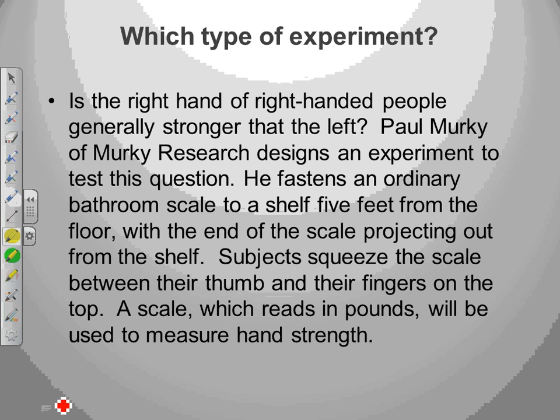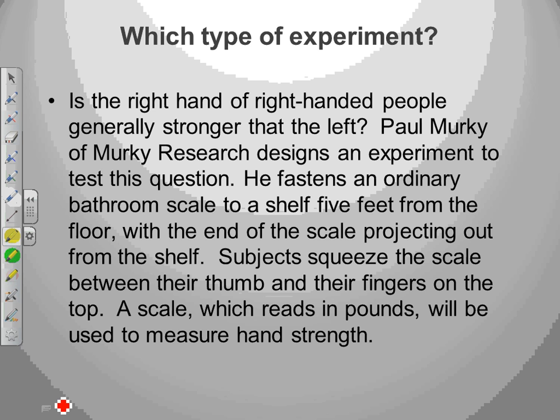Which way should we do it? Should we completely randomize it with random people grabbing with their right or the left? Should we block it, so we split into males and females, and then they randomly grab with their right or the left? Or should we match pair it, where everybody's grabbing with both their right and their left, and we're comparing those results? What do we think? What would be the best way to figure out if our right hand is stronger than our left hand? What do you think?